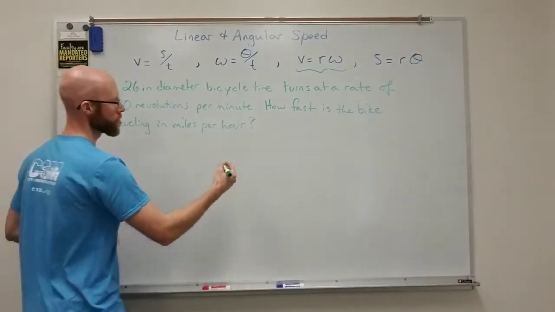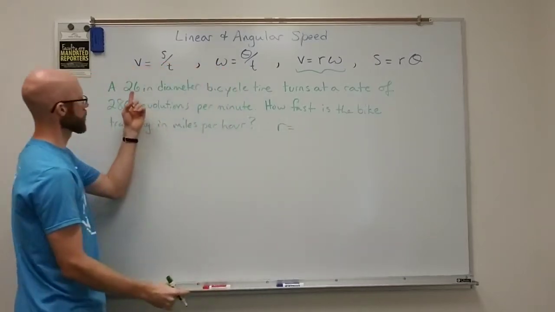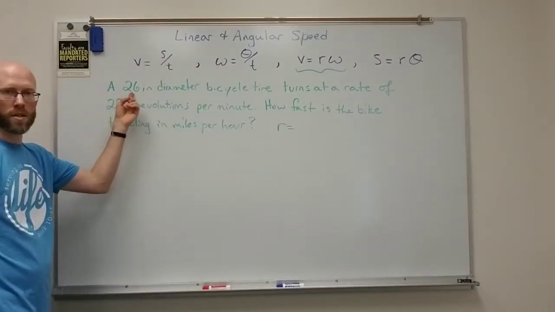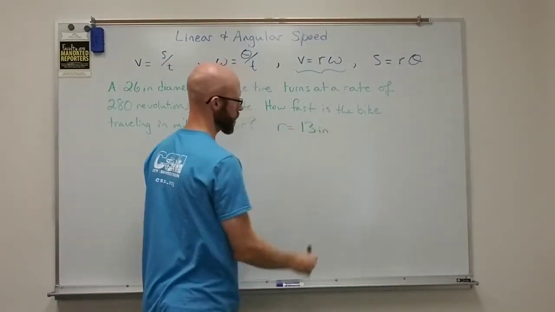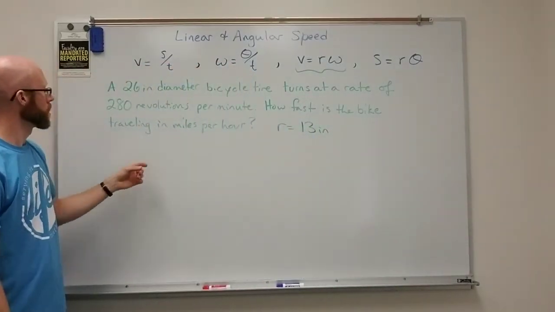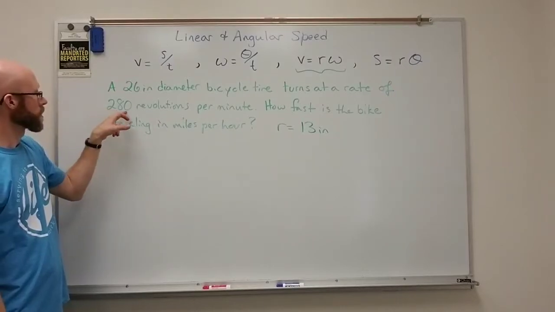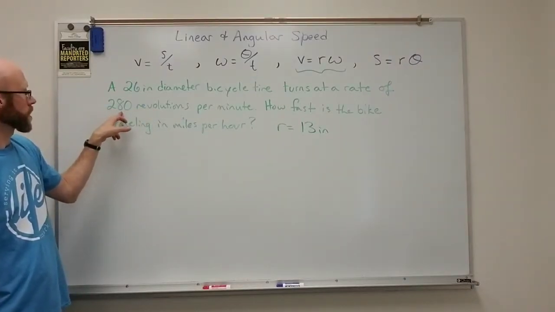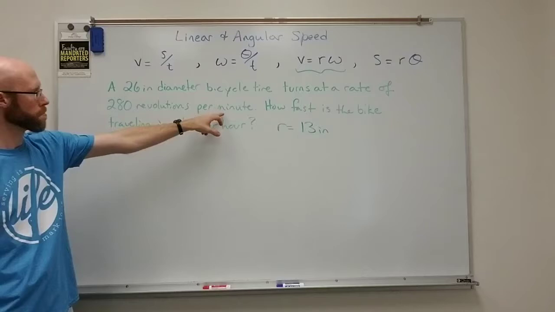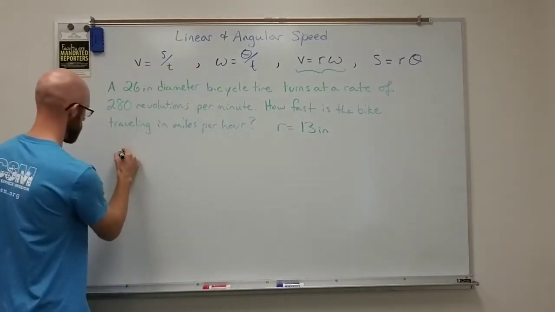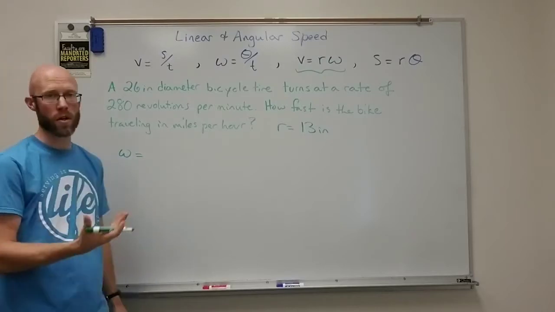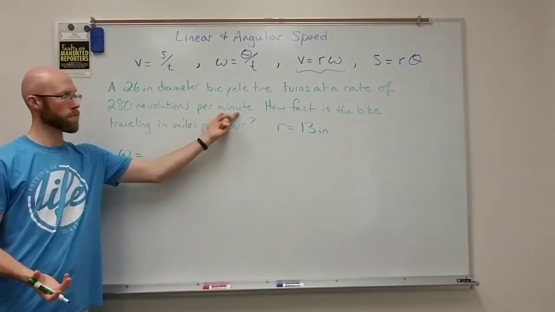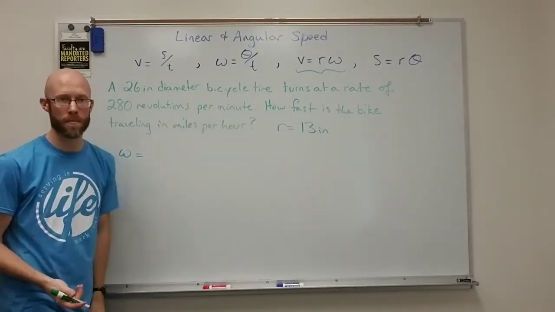Well, the radius, first of all, I know the diameter of the bike tire is 26 inches. So that means the radius is 13 inches. Okay, so that's the first thing. The omega, if you get 280 revolutions per minute, omega then is just a unit conversion from revolutions per minute to radians per minute, okay?